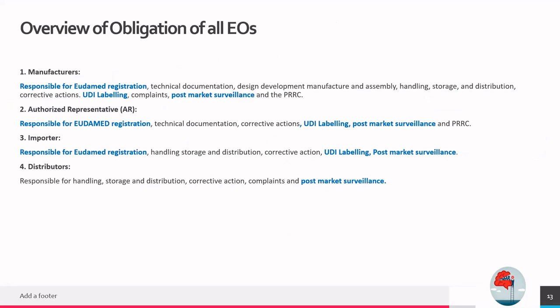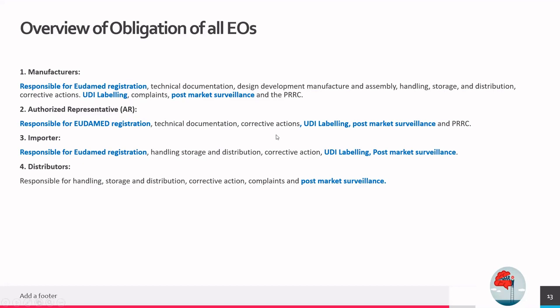Next, this is the overview of obligations of all economic operators. Wherever the blue font is there, they are the common responsibilities of each party. Like registering into the EUDAMED database is a responsibility of the manufacturer, authorized representative, and importer. Similar is the post-marketing surveillance requirement. It is an obligation for all four parties. Then UDI labeling is only for the first three parties: manufacturer, authorized representative, importer. So like this, wherever the blue font is, those are the overlapping ones.